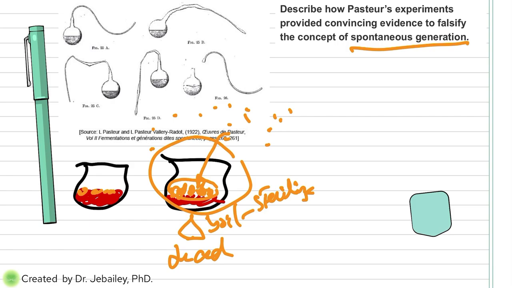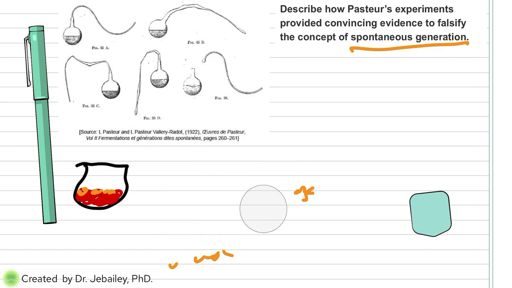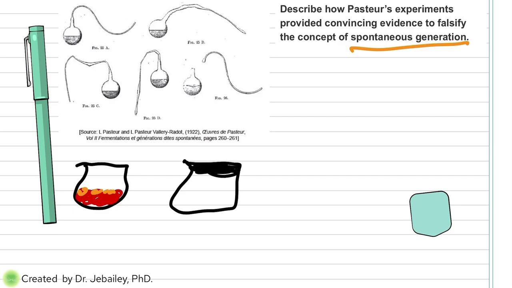So what did he decide to do? Well, he said, I need to prove that these people are wrong. I need to prove that spontaneous generation is wrong. So what did he do? He decided, you know what? I'm going to use a flask, but this time I'm going to close the flask, right?